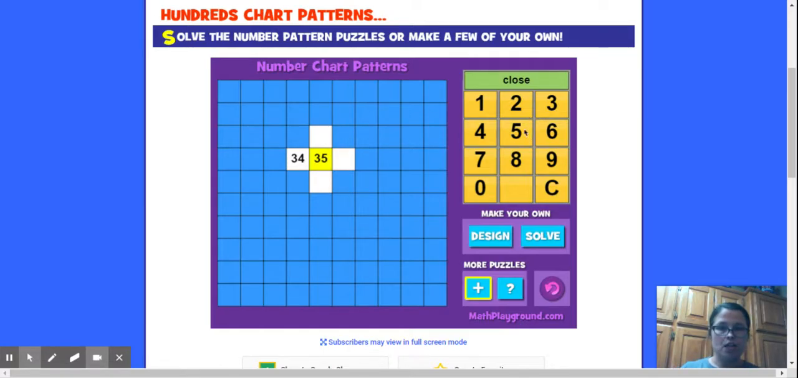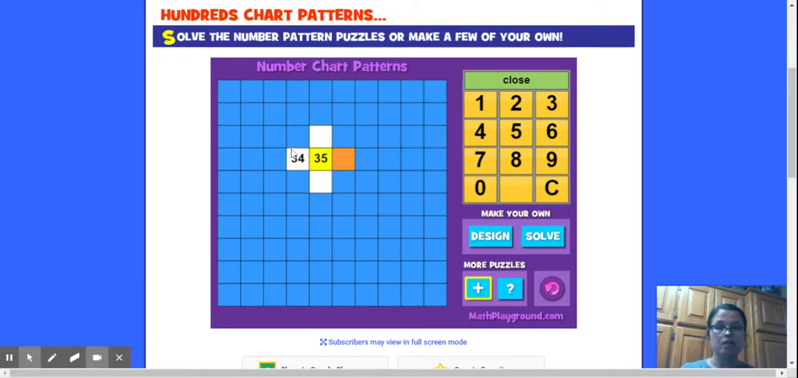Did you see how it turned yellow? You heard that little magic sound? That means I'm right. Okay, let's keep going. If I know that this is 35, what number comes next? What number comes after 35?